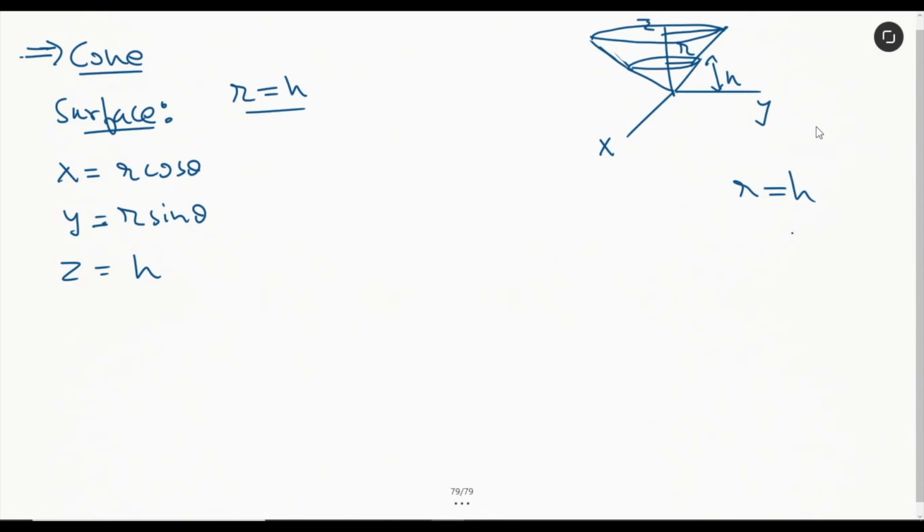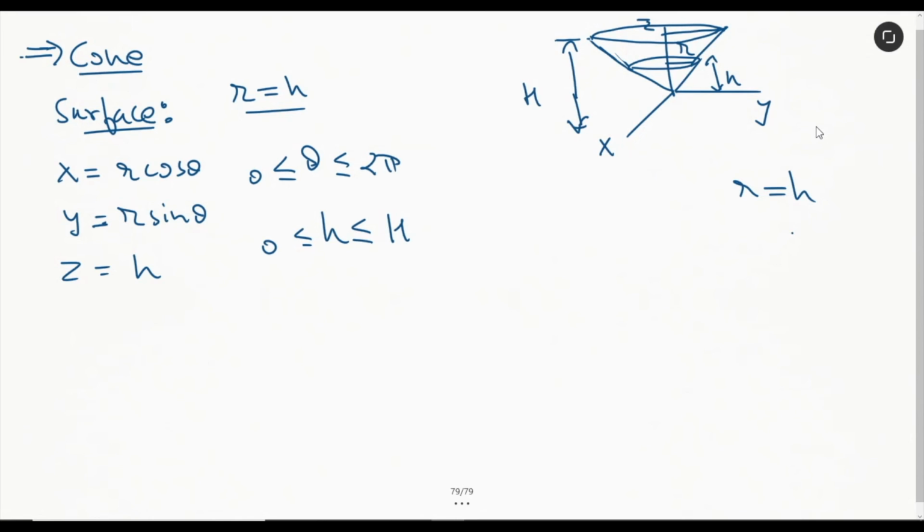So what are the limits? The limit for theta will remain like that, which is 0 to 2 pi, whereas this h can have limit from 0 to, let's say, capital H, if this is the maximum height you are going to attain. Then the limit of h is going to be like this. And very similar, the r and h are same, right?